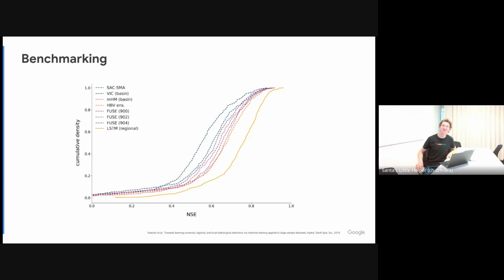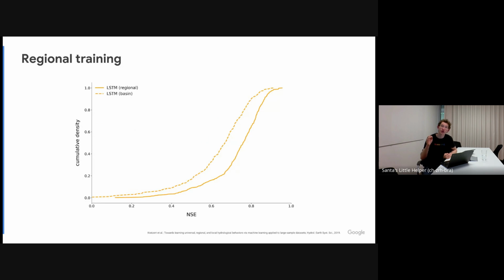There it is. So it turns out that if you train this LSTM in this regional fashion, by training a single model on all of the basins, it actually becomes much better than any of the conceptual models. We actually have the comparison here: if we train the LSTM the way we train conceptual models, one model per basin, it actually isn't really better than some of the conceptual models. But only if we train it globally, meaning training it on all of the different basins combined, it really achieves this massive boost in performance.